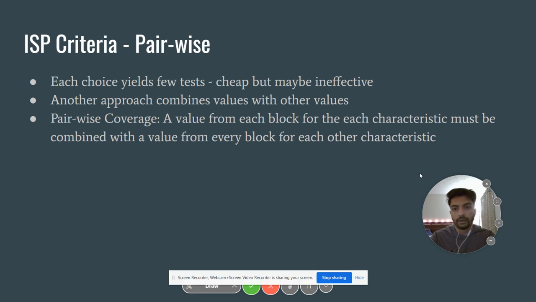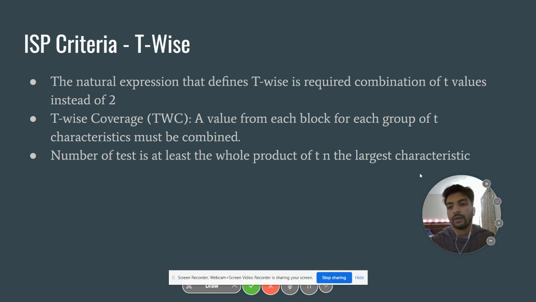So ISP criteria pairwise: each block yields few tests, and it's cheap but it's ineffective. Another approach combines values with other values. Pairwise coverage is where a value from each block from each characteristic must be combined with a value from every other block from other characteristics, which makes it cheap, but also really ineffective.